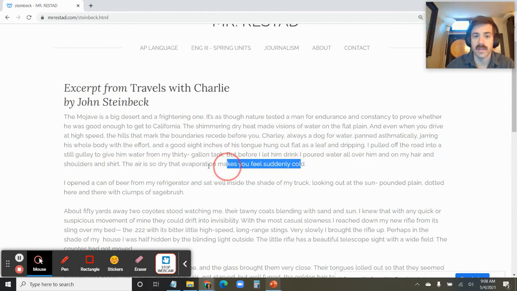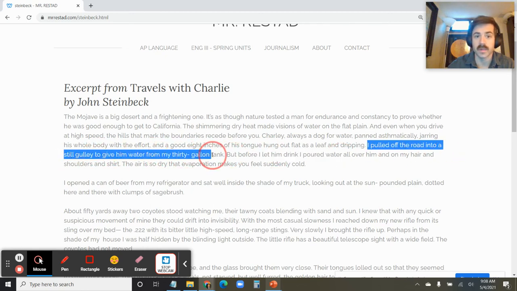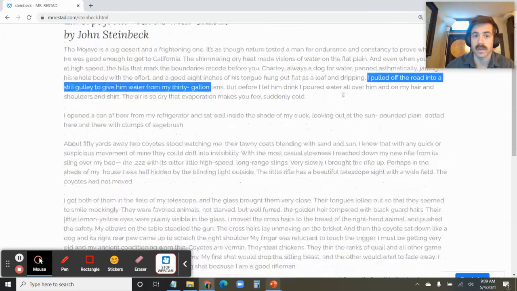The air was so dry that evaporation makes you feel suddenly cold, right? So I'm still kind of world building, saying like, here's what it's like to be in the desert, but the action has started. I pulled off the road into a still gully to give him some water. And this is what kind of sets the action into motion, right? Him pulling off the road. If he didn't pull off this road, nothing would have happened. So this is like a great place to start the actual story.